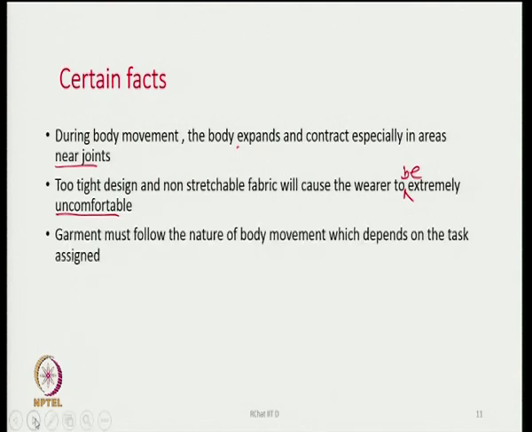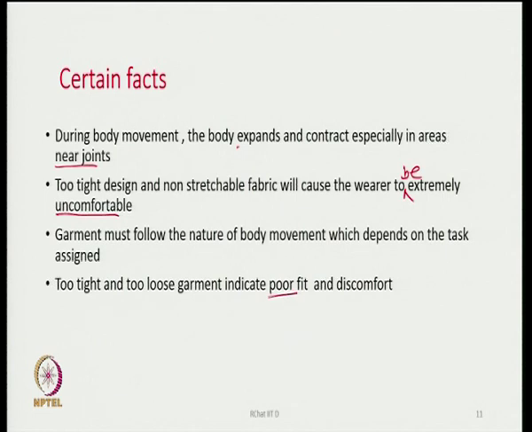The person is going to feel uncomfortable. Garment must follow the nature of the body movement, which depends on the tasks assigned to the person. So, you must know in advance what the change in the body dimensions is with the movement of the body. Too tight, too loose garments indicate poor fit. Too tight is a poor fit, too loose also is a poor fit, and both can lead to discomfort.